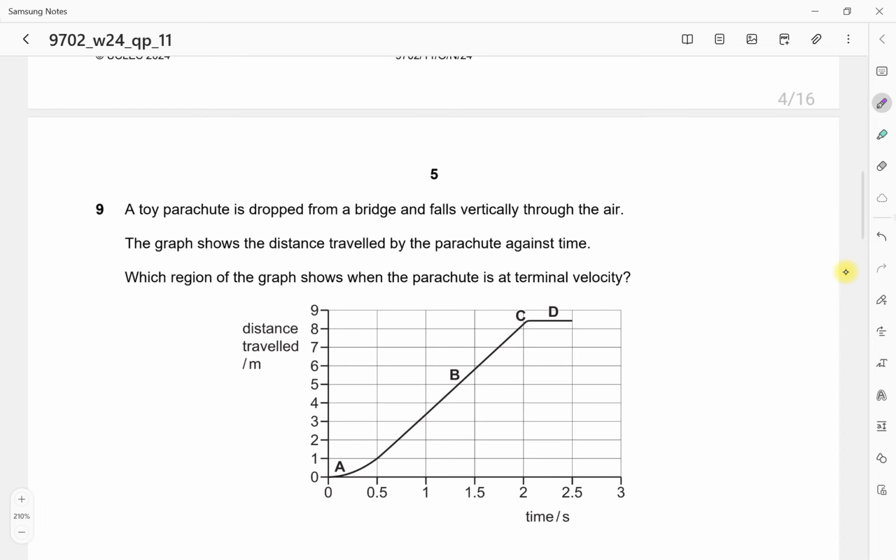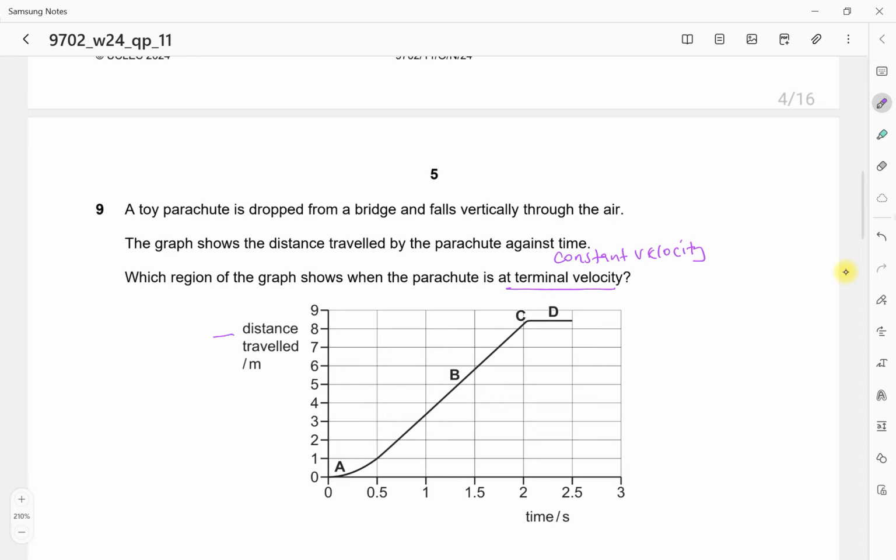A toy parachute is dropped from a bridge and falls vertically through the air. The graph shows the distance traveled by the parachute against time. Which region of the graph shows when the parachute is at terminal velocity? Of course, terminal velocity means constant velocity.